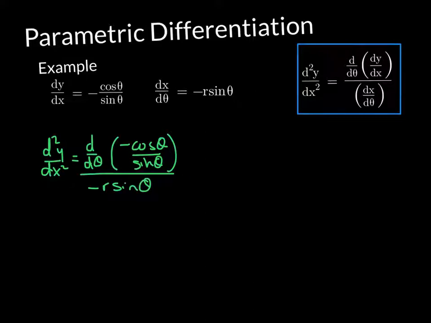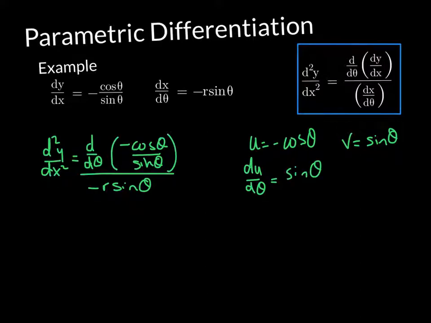So the first thing that we should do is to differentiate the top line using the quotient rule. So we can say that u is equal to minus cos theta and v is equal to sine theta. So that means that du by d theta is equal to, well, differential of minus cos theta is just sine theta, and the differential of v with respect to theta is just cos theta.